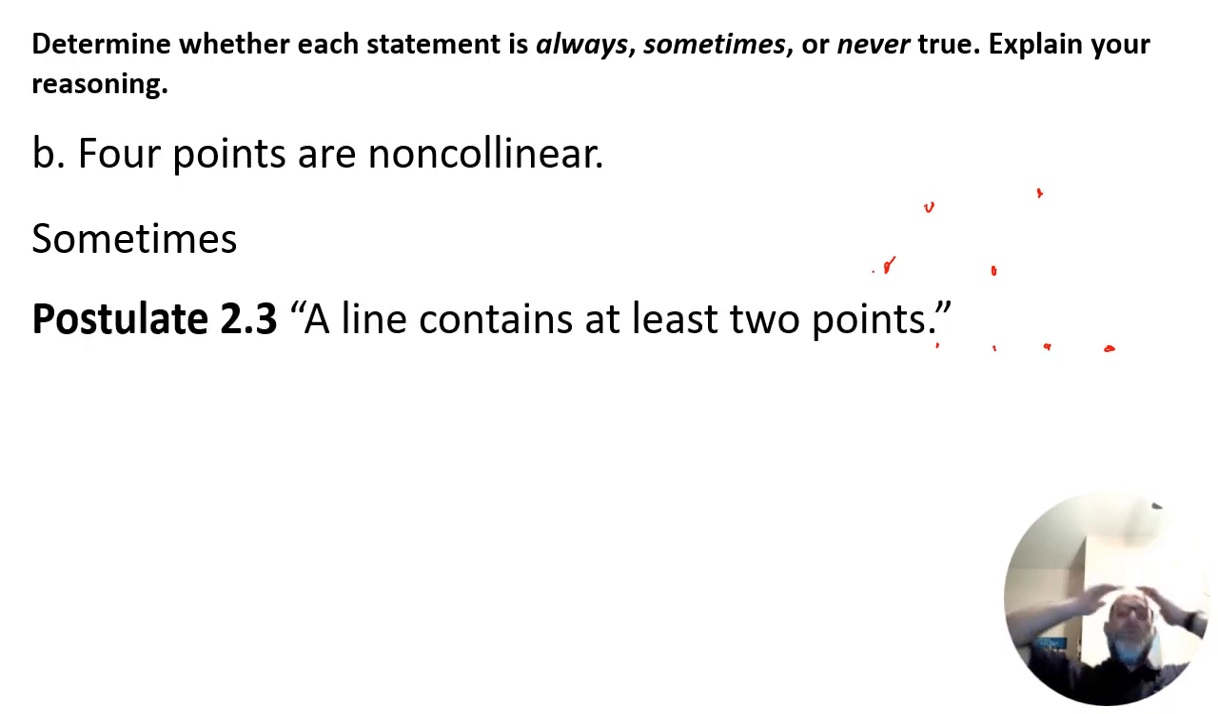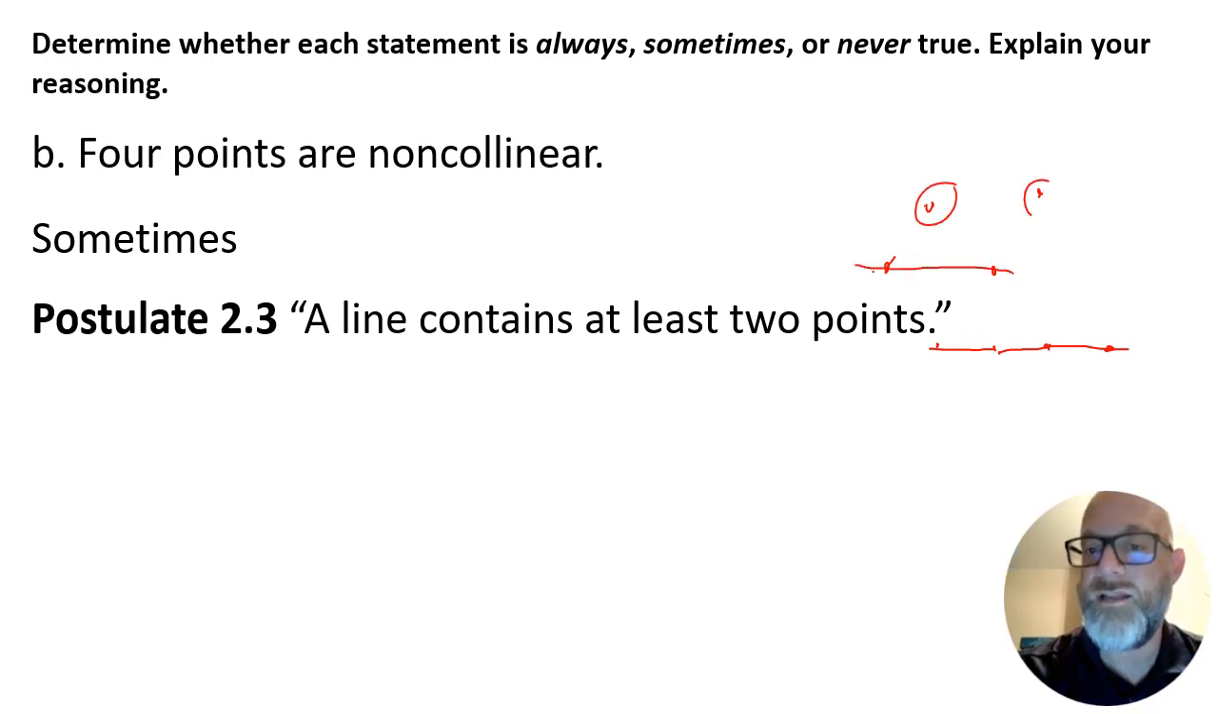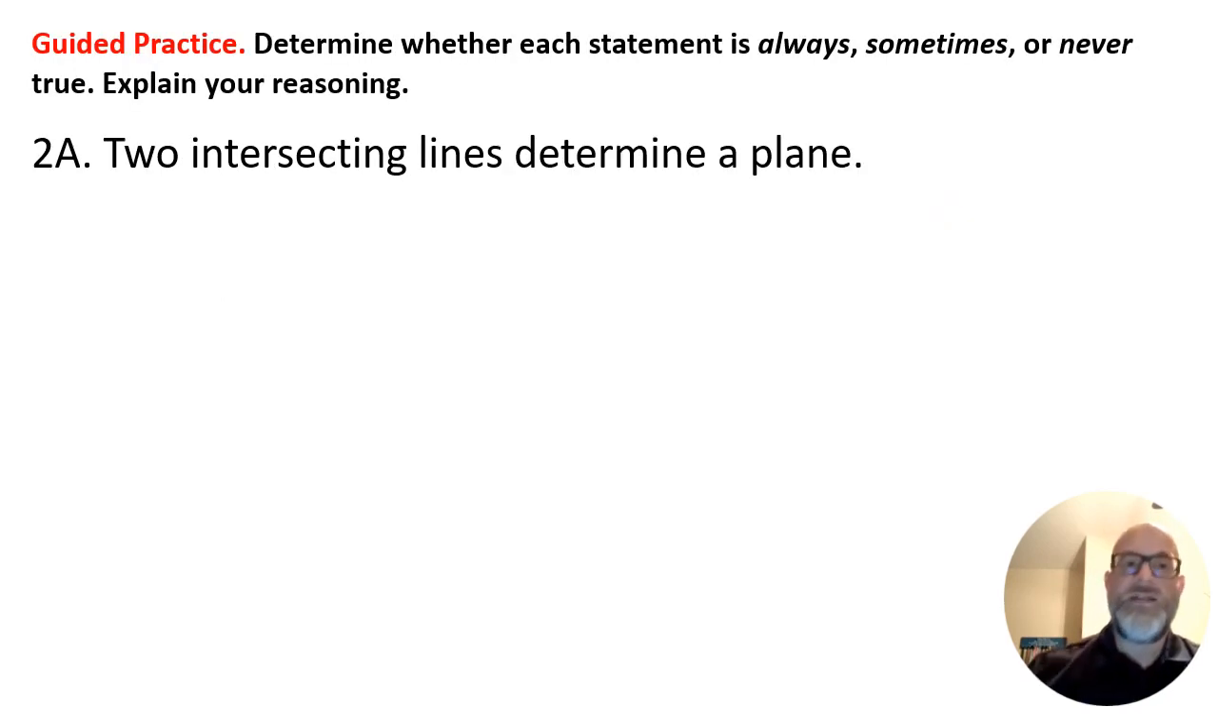It would be postulate 2.3. A line contains at least two points, right? So this line contains at least two points, but it actually contains a bunch more. This line right here contains at least two points, but these guys are not on the line. Next, pause it. Come back, see how you do.